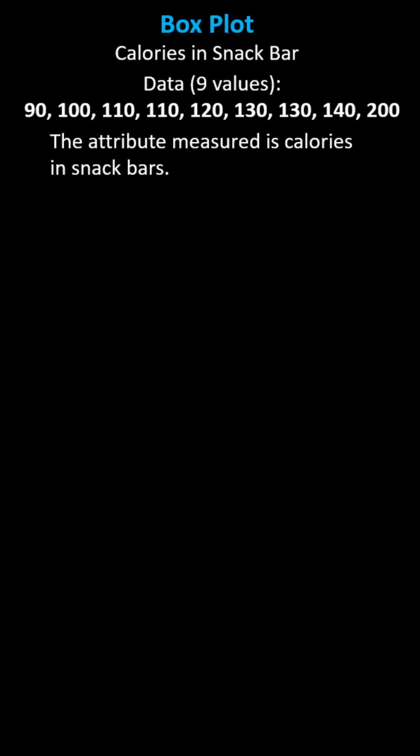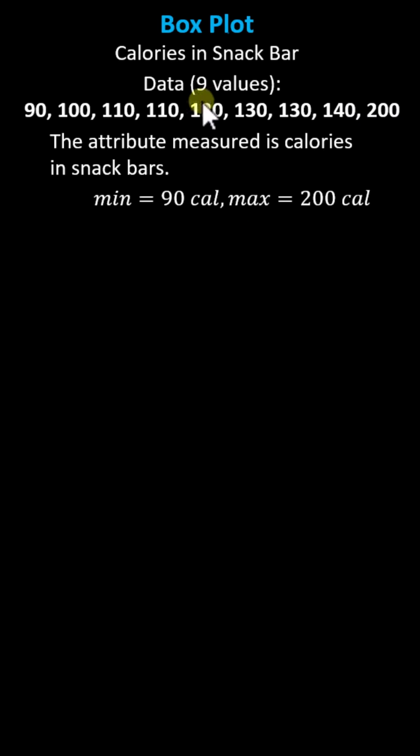Welcome to a lesson on how to create a box plot, as well as check for outliers. We are given a data set that represents the number of calories in various snack bars. Notice the data is already ordered from least to greatest, where the minimum value is 90, the maximum value is 200.